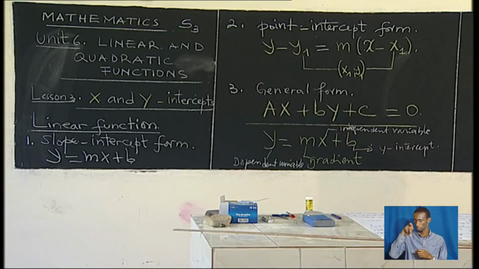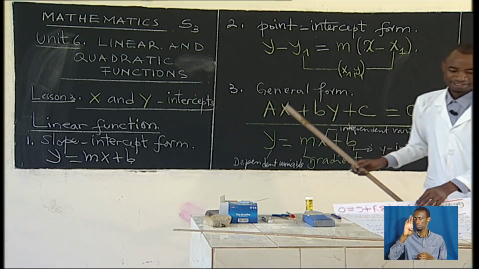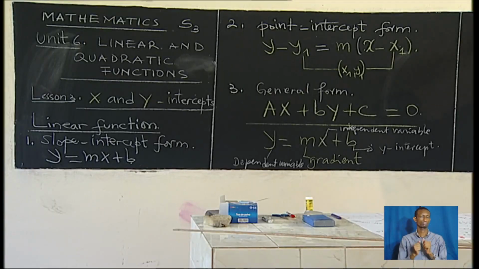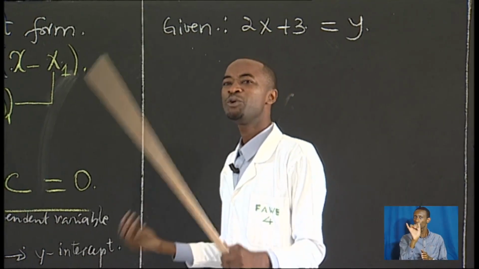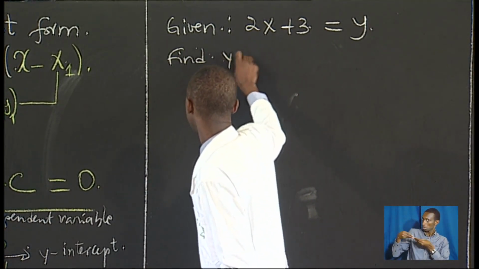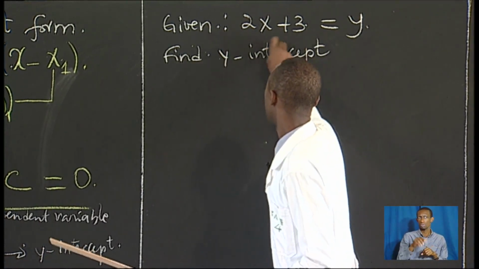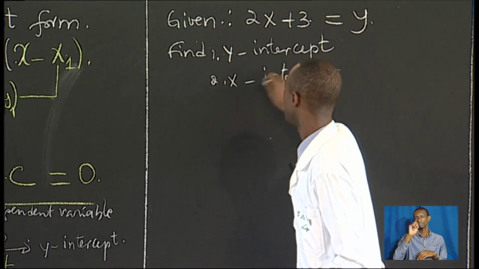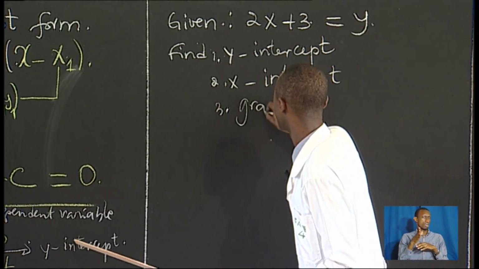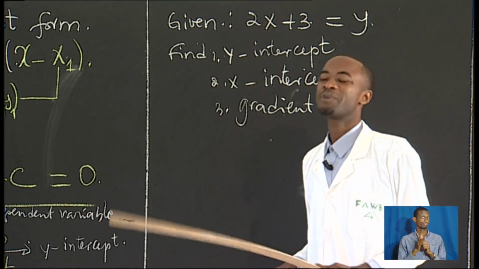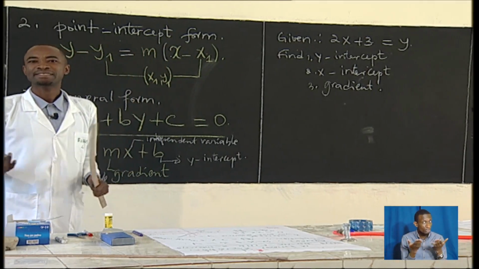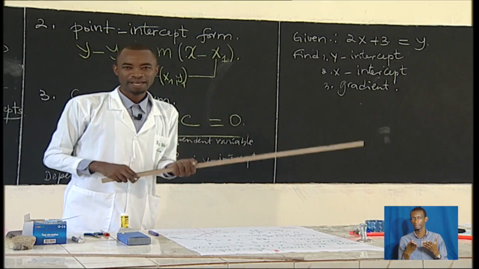It's very easy to find y-intercept because when you are given an example, I'm going to give you an example. Given, for example, 2x plus 3 equals y, and you are told to find y-intercept, x-intercept, and of course, gradient. We are going to do this question together, and then you will see how to find y-intercept, how to find x-intercept, and of course, how to find gradient.